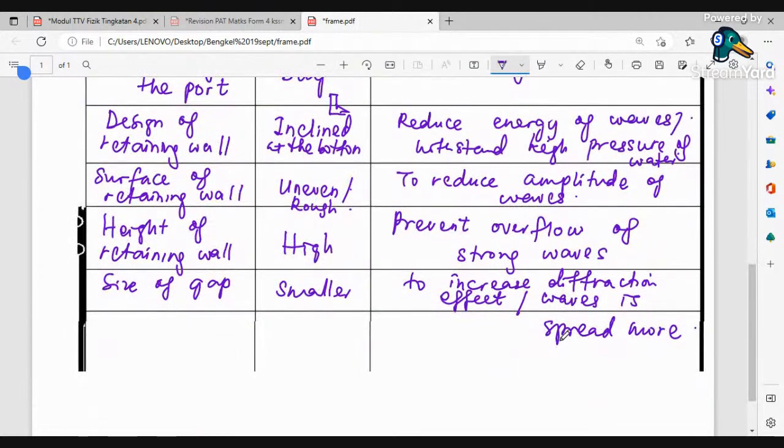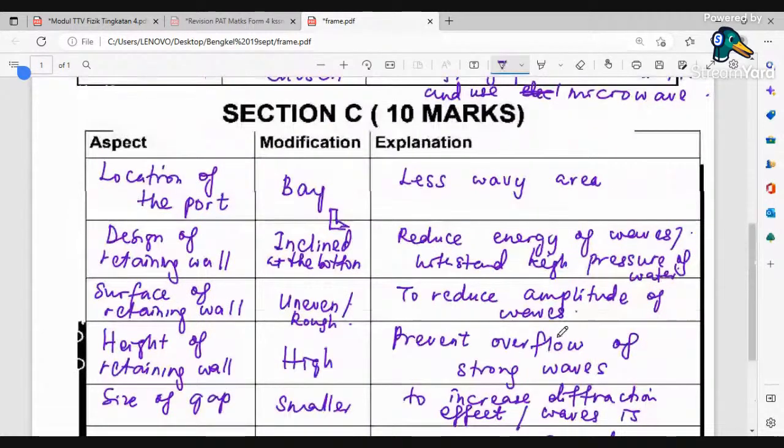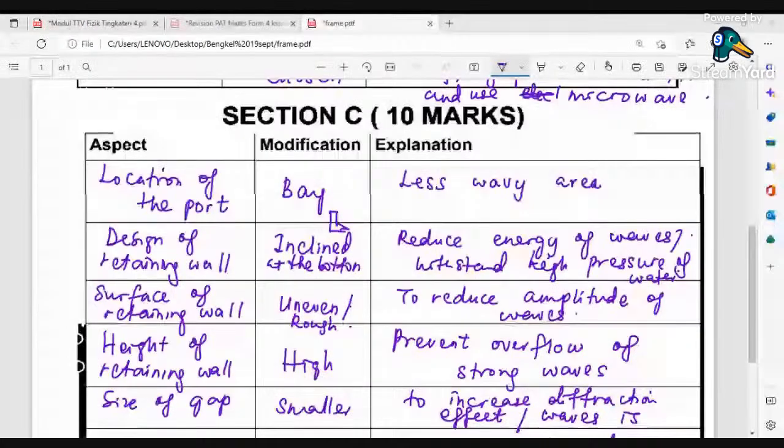So I think that's all. I've discussed some of the questions, paper 1, paper 2, section B, and section C. Okay.